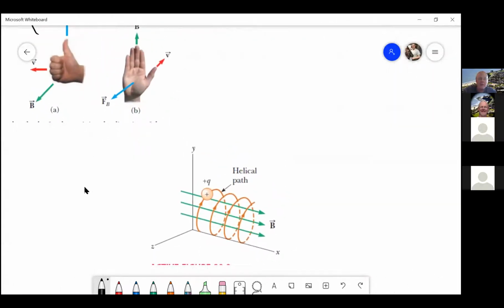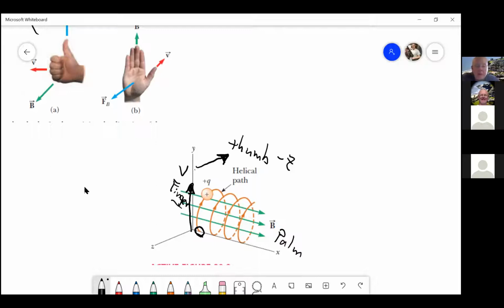And says, if you start right in, say, this area right here, with the velocity going up, there's the velocity, and that's the direction your fingers would point, then the B field is the direction of your palm. And so that means your thumb, which is the direction of the force, would be in the negative Z direction. That's exactly what this problem is.